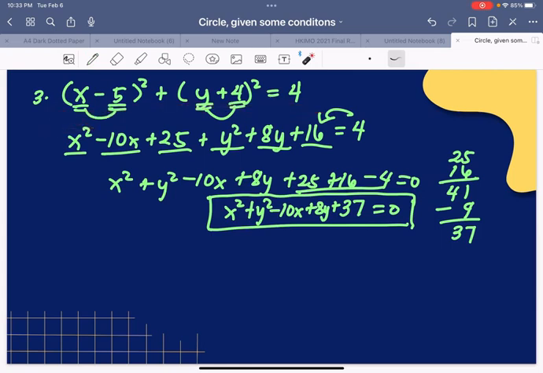So that's the way how you're going to transform standard equation to general equation of the circle.